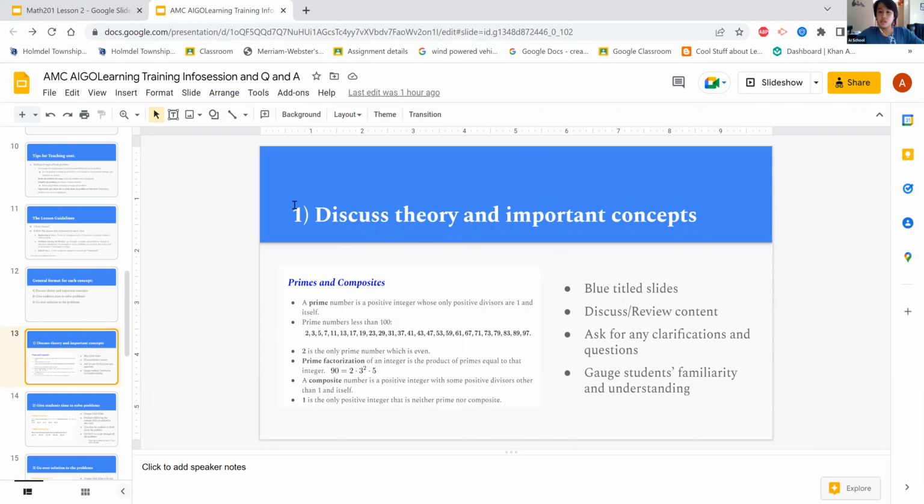And when you're discussing this, you want to ask for any clarifications and questions. It's very important to gauge the students' familiarity and understanding of the concept, so that you know the next steps to take. For example, are we going to give them an easier problem or a more difficult problem? And how much time can we spend on this concept.